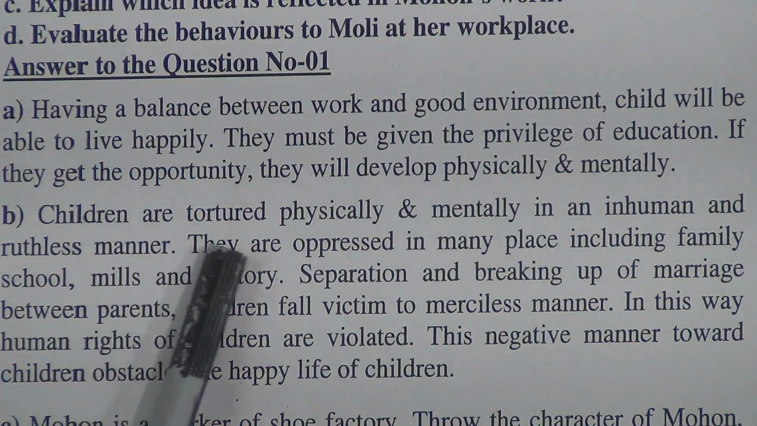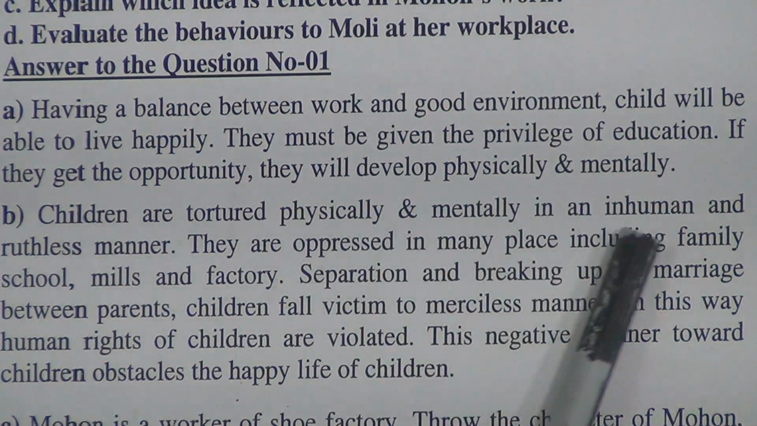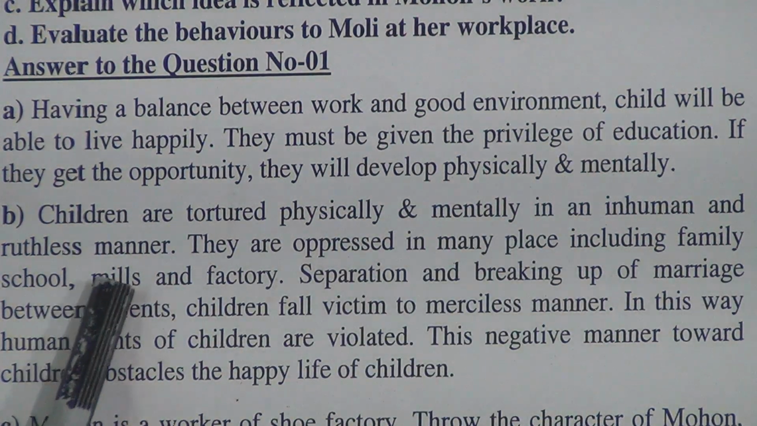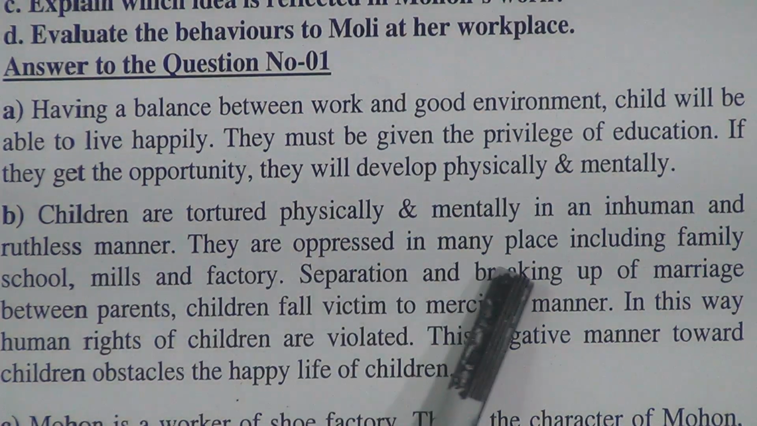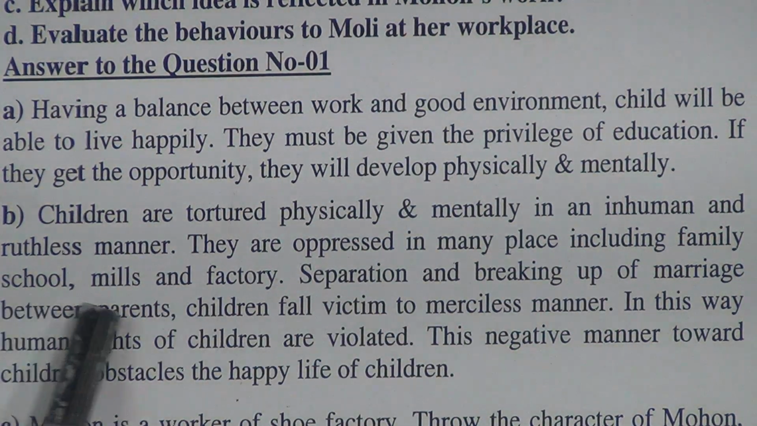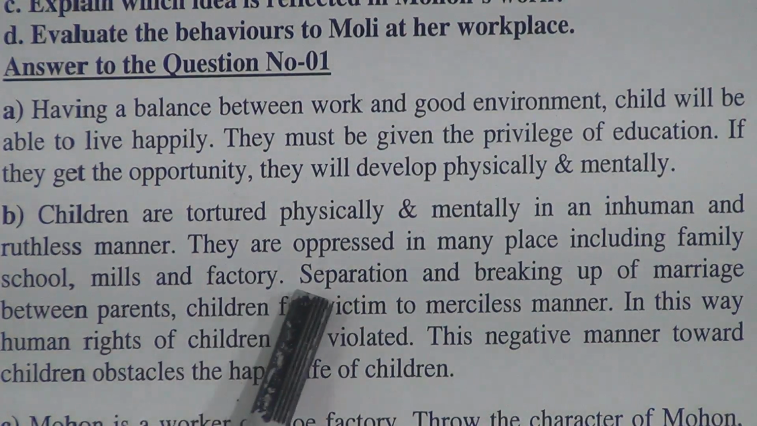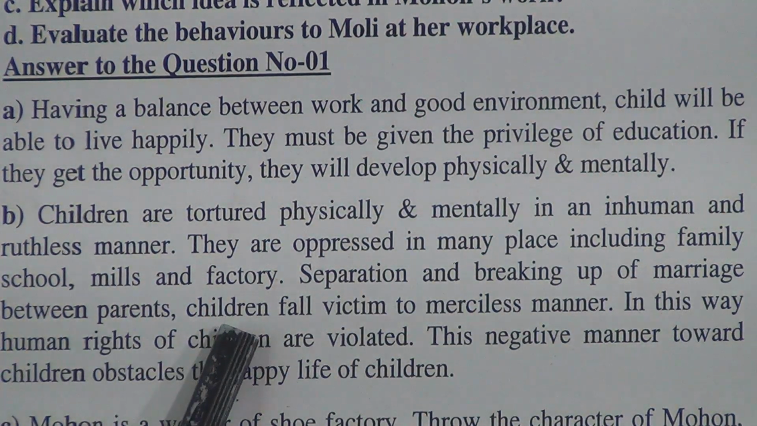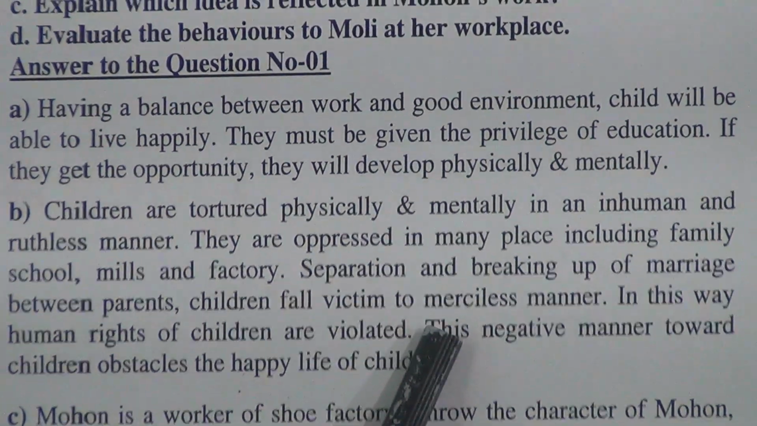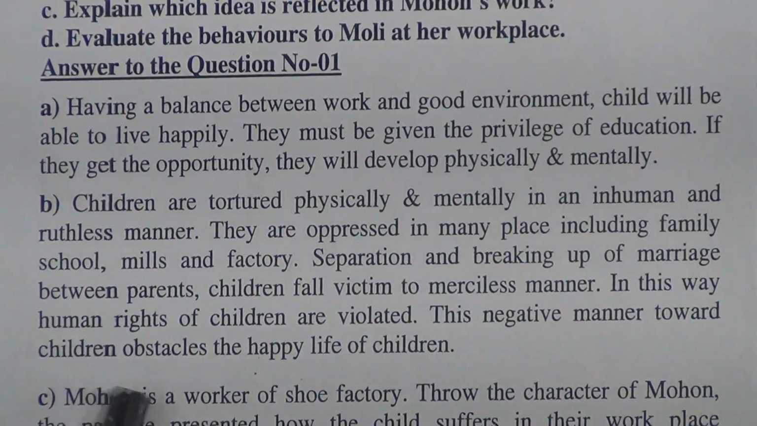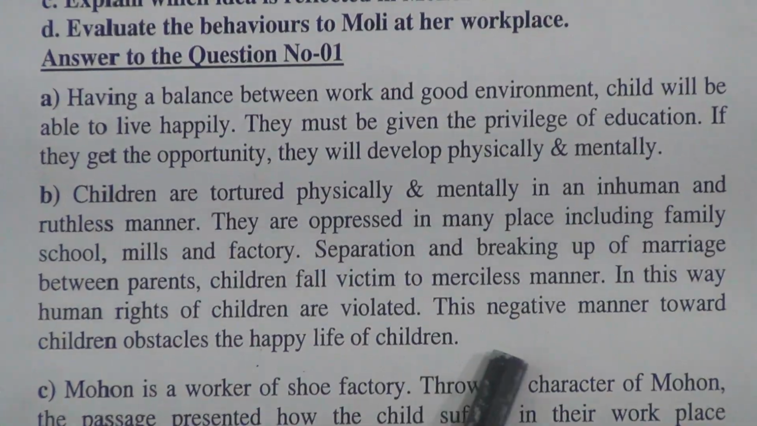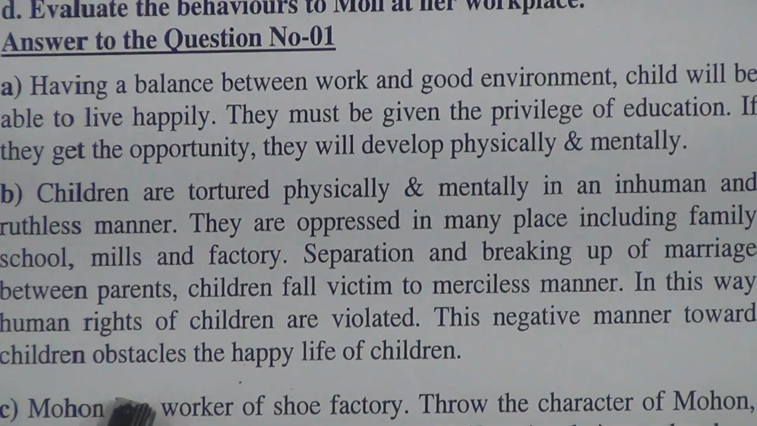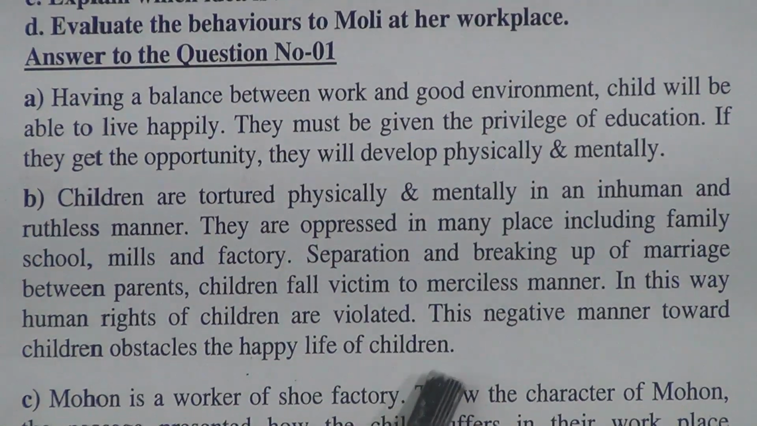Number B, the question is, what are the impacts of obstacles in the life of children? Answer: children are tortured physically and mentally in an inhuman and ruthless manner. They are oppressed in many places, including family, school, meals, and factory. Due to separation and breaking off of marriage between parents, children fall victim in a merciless manner. In this way, human rights of children are violated. This negative manner toward children obstructs the happy life of children.